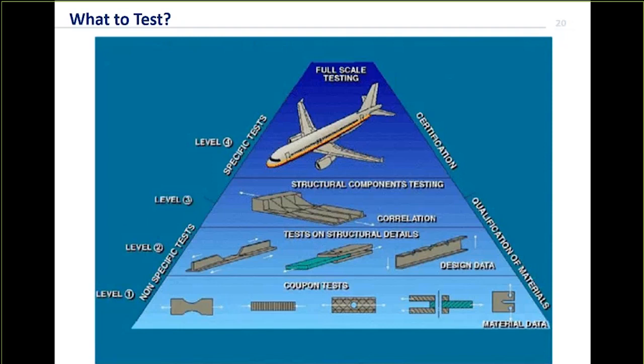So at the bottom of the pyramid, you have coupon tests, and lots of them. These can be used to provide fundamental material properties for building analysis models. You can also use these tests to study the effects of environment. You can determine laminar and laminate properties, and how the laminate properties change with layup. So these will be coupon tests, and the aerospace industry will do lots and lots and lots of these.